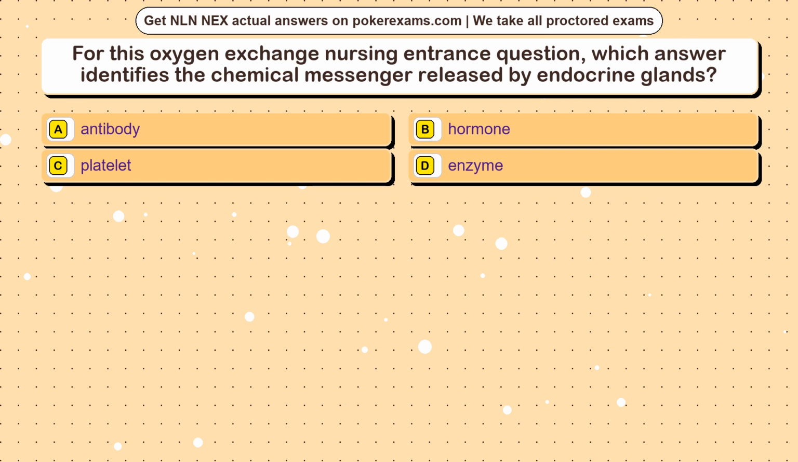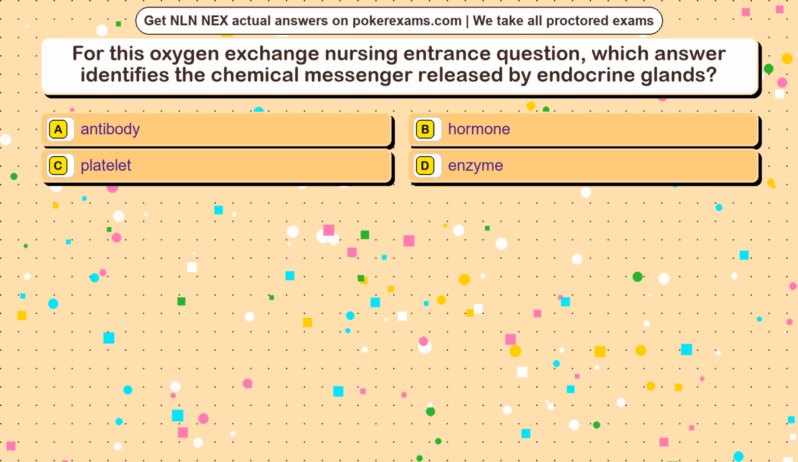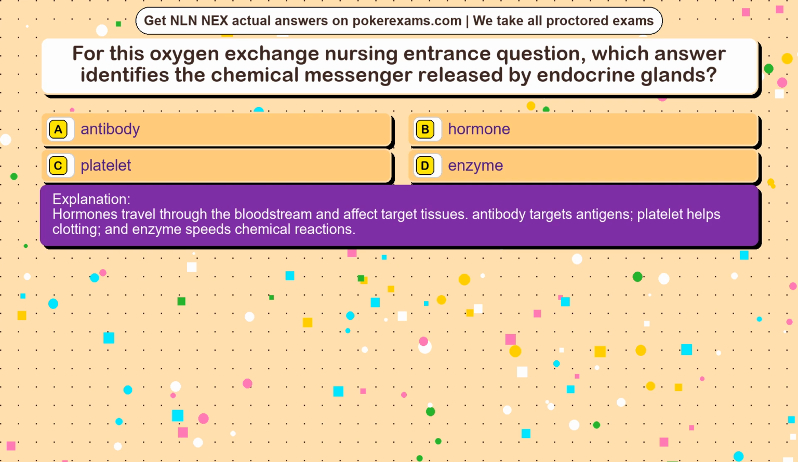Question 13. For this oxygen exchange nursing entrance question, which answer identifies the chemical messenger released by endocrine glands? Option A, antibody. Option B, hormone. Option C, platelet. Option D, enzyme. The correct answer is option. Hormones travel through the bloodstream and affect target tissues. Antibody targets antigens, platelet helps clotting, and enzyme speeds chemical reactions.